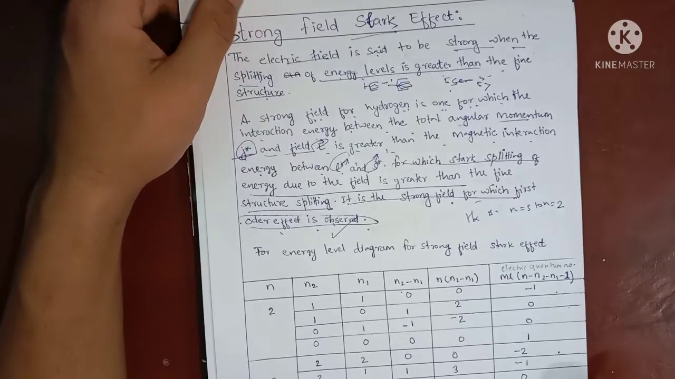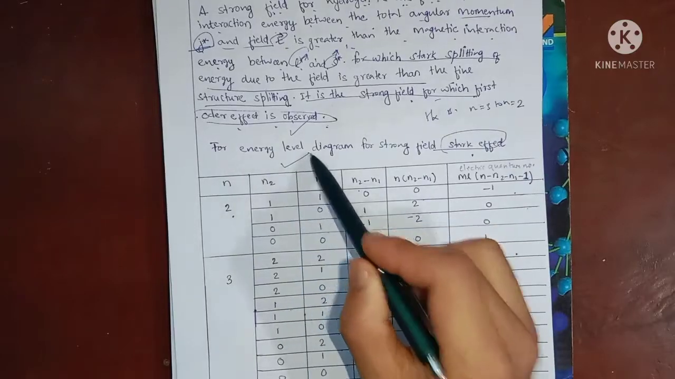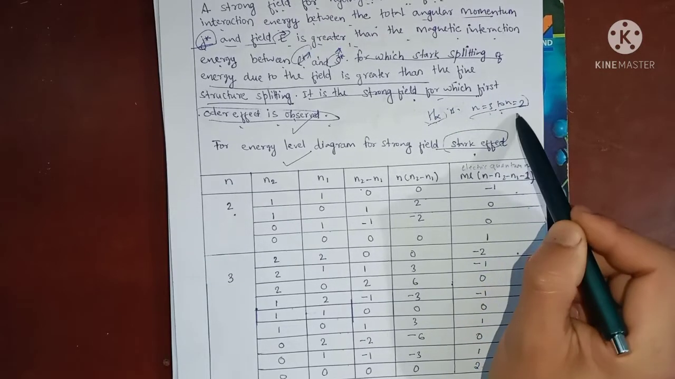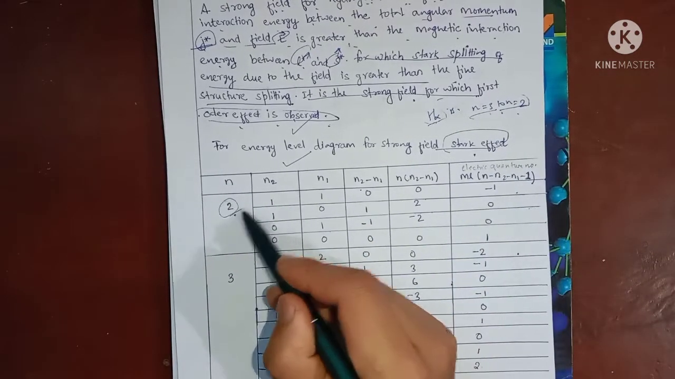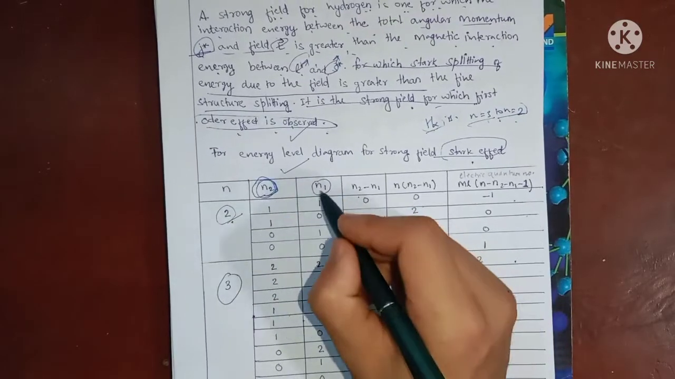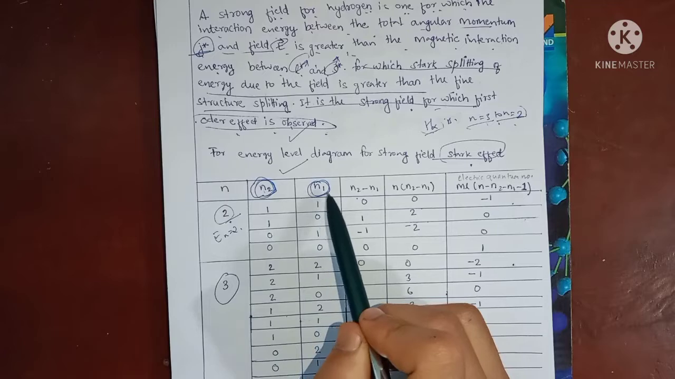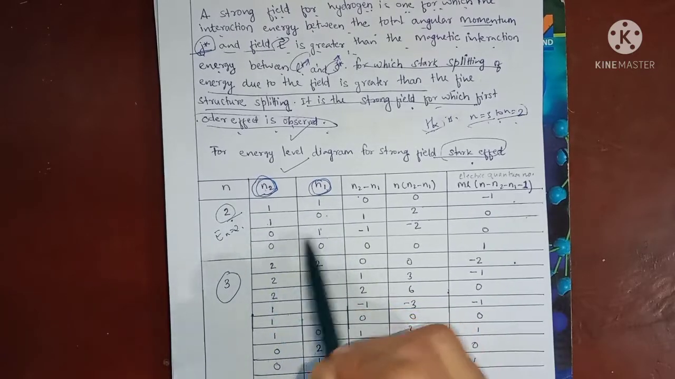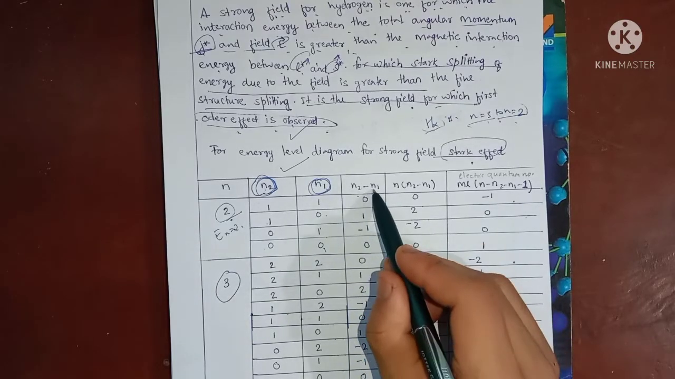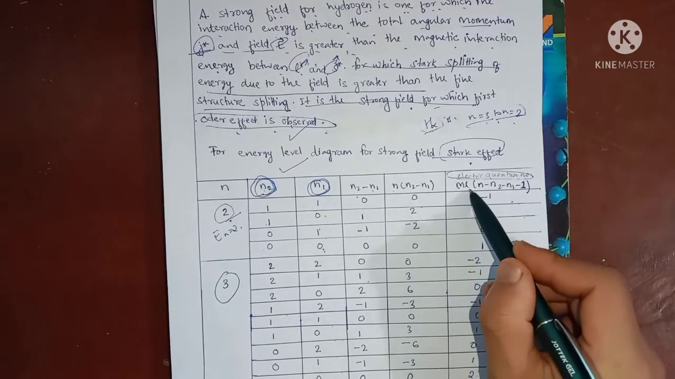To make the energy level diagram for the H alpha spectral line of the Balmer series, we take the transition n equals 3 to n equals 2. So we consider the energy states n equals 2 and n equals 3. Here n1 and n2 are the parabolic quantum numbers. For n equals 2, we get the parabolic quantum numbers (1,1), (0,0) and so on. Mathematically, n2 minus n1 gives the electric quantum number, that means m_l is the electric quantum number.